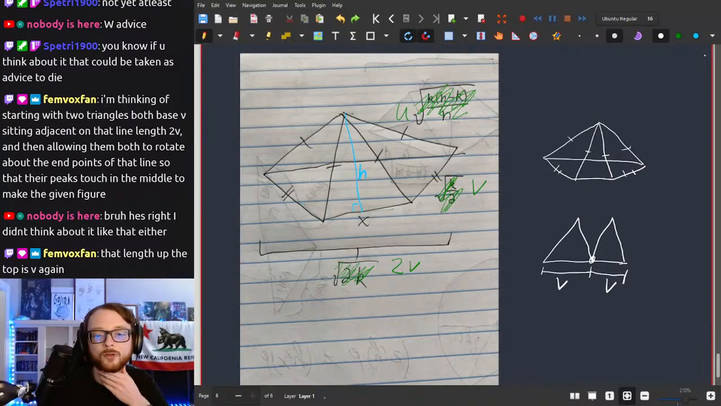The length to the top is V again. Really? Oh yeah, if you make the altitudes. Okay, yeah. I can see that.